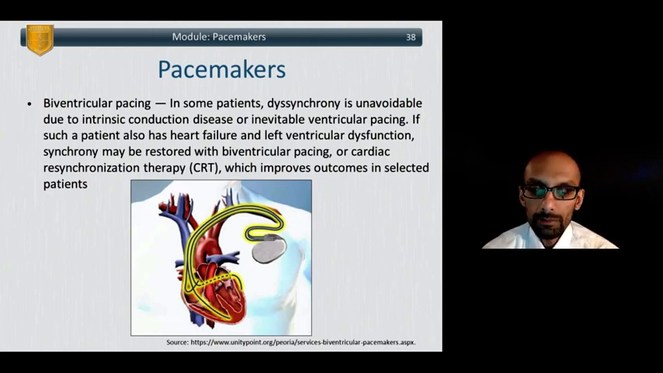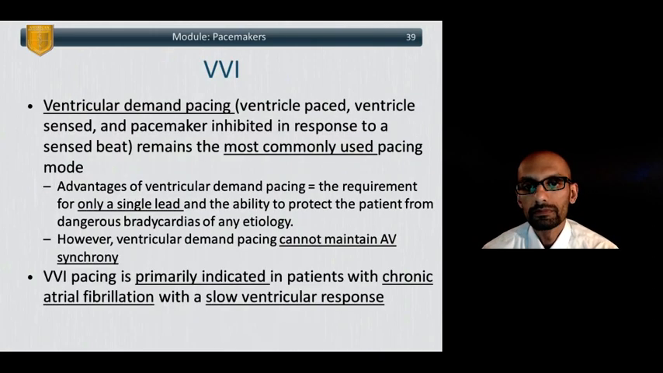And this is pretty much 100% of the time used for cardiac resynchronization therapy, to make sure the two ventricles are contracting at exactly the same time, which improves overall cardiac remodeling in patients with a history of congestive heart failure. So let's go over some settings.